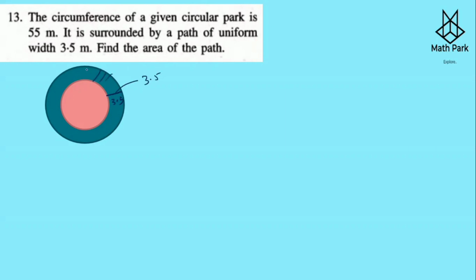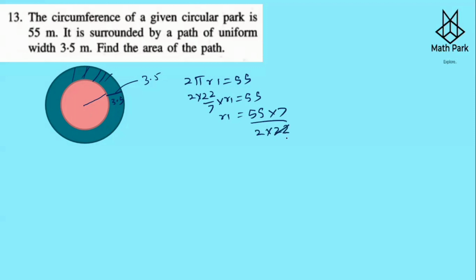The area of the path is going to be the area of the outer circle minus the inner circle. For that, we need to find the radius of both circles. Let us first find R1. 2 pi R1 is equal to 55, so 2 into 22 by 7 into R1 is equal to 55. So R1 is 55 into 7 upon 2 into 22, which gives 35 by 4 centimeters, the radius of the inner circle.